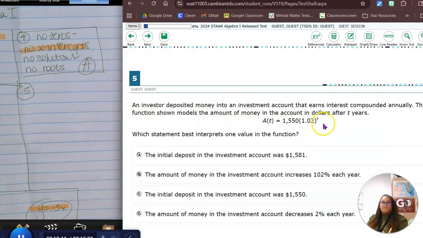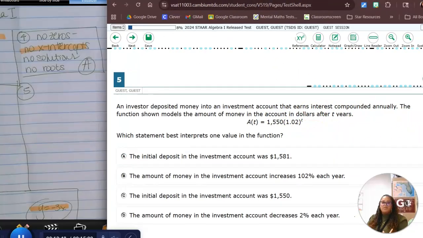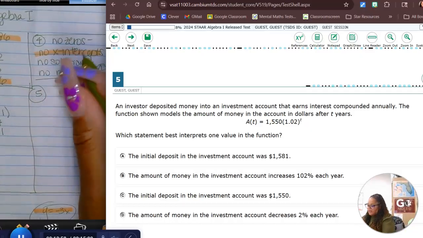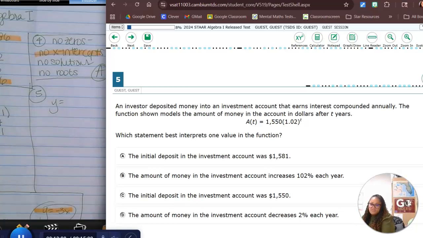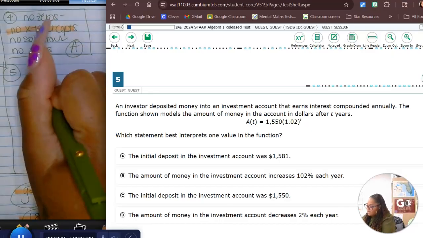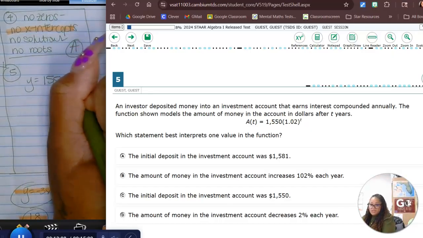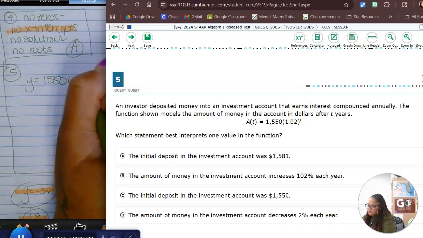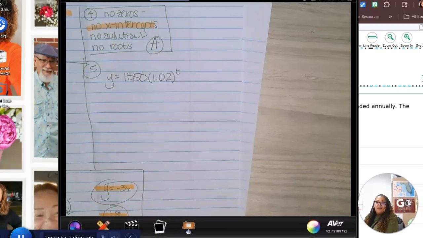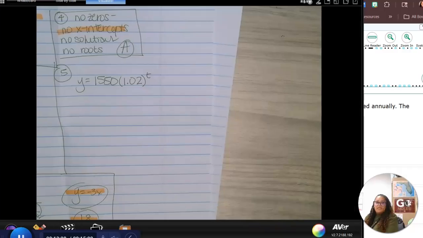An investor deposited money into an investment account that earns interest compounded annually. The function shown models the amount of money in the account in dollars after t years. So t is time, and that's my variable. So I'm going to say y equals, because it's written in function notation, but I can still say y equals because y is a function. Y equals 1550 times 1.02 to the t power. So I've got to break this down a little bit here. I've got to explain or remember what this means in the context of an exponential function.